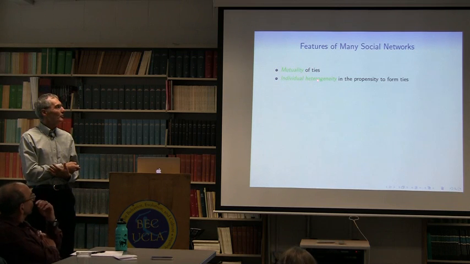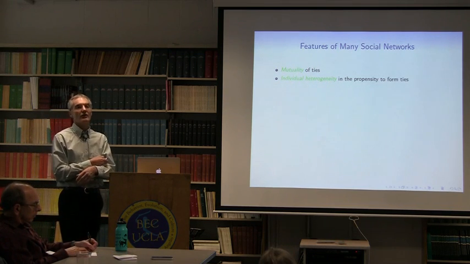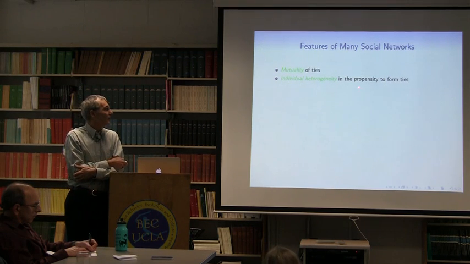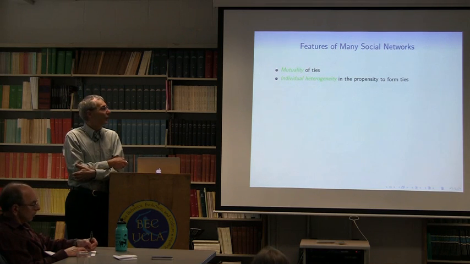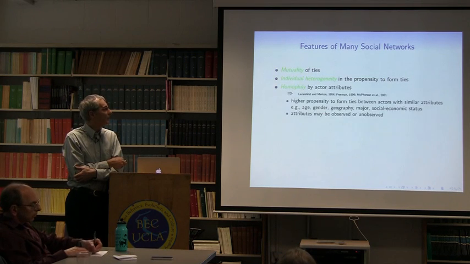Another thing that is very important is individual propensity to form ties, and that's going to vary greatly across individuals. Some people just don't form ties very much, don't nominate many friends. Other people are going to have many friends and be hubs or sinks or other forms like that. And so this heterogeneity, people are dramatically different in this, needs to be taken into account.